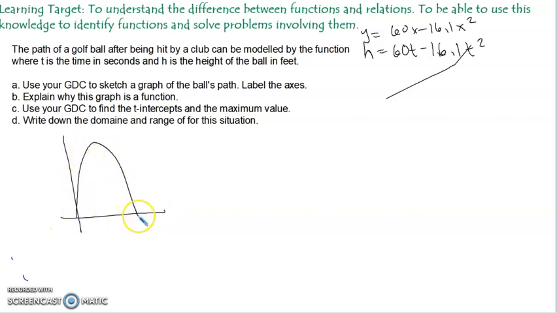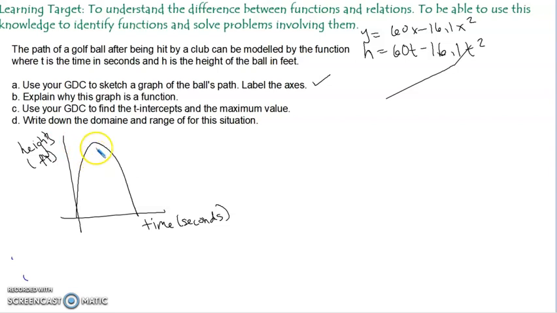Okay. And what we know is that we have time in seconds and height of the ball. So time is going to be our independent variable in seconds. And height is our dependent variable, and that's in terms of feet. So that was the first one. We labeled the axes. Now, why is this graph considered a function?